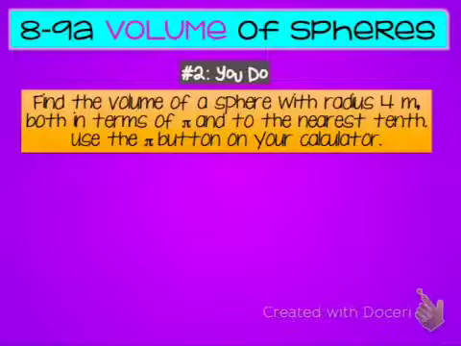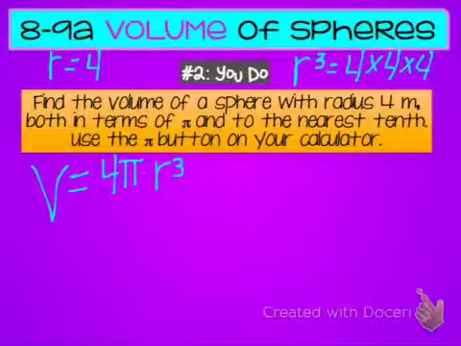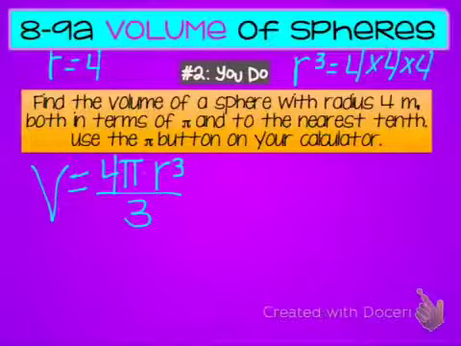Okay, number 2 is actually a you do, more like a you try. So I want you to try this one on your own. I'll help you get it started though. The radius, it says, is 4 meters. So if radius is 4, you need to figure out what your radius cubed is by doing 4 times 4 times 4. And then you're going to use the formula volume equals 4 times pi times radius cubed divided by 3. So go ahead and pause this video, and I want you to try on your own and see if you can come up with the correct answer. I'll put it down in the corner, but I want you to pause it while you're working.